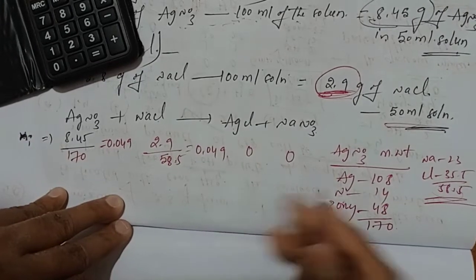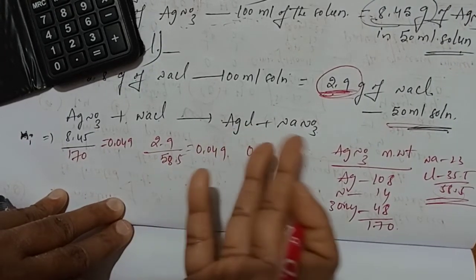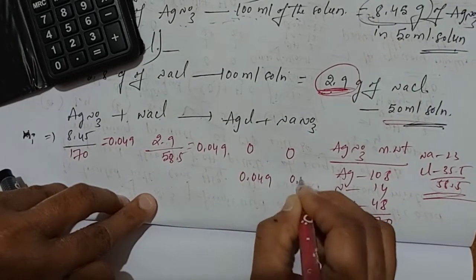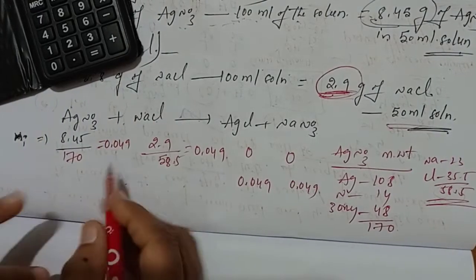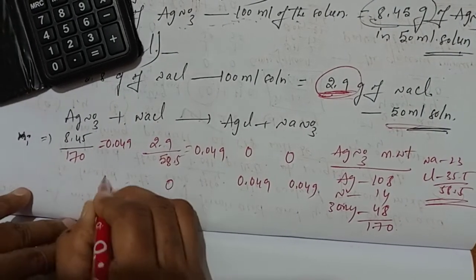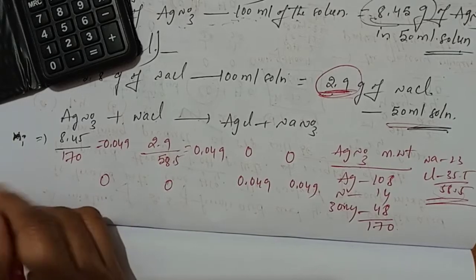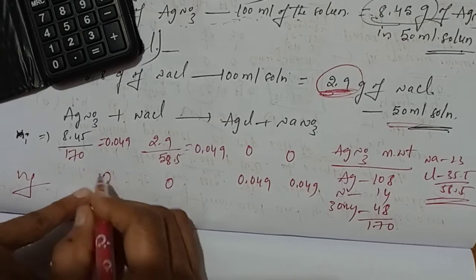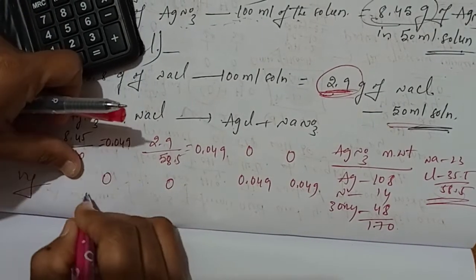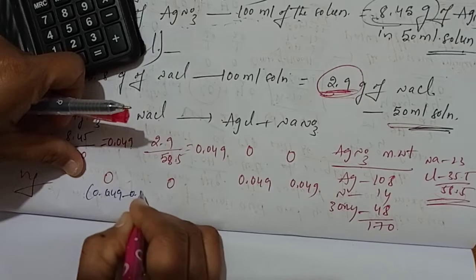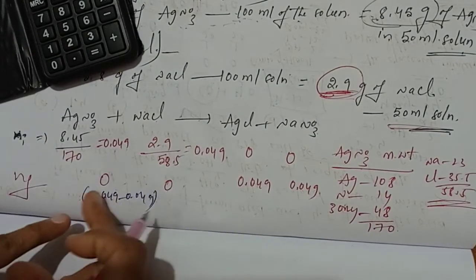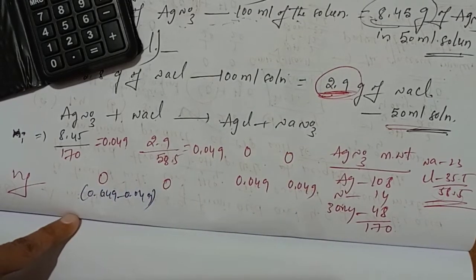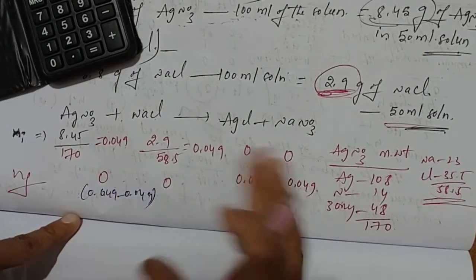What about the products' initial number of moles? 0, 0. Finally, the product's number of moles increases by 0.049, and the reactants' number of moles decreases to 0, 0. These are the final number of moles, Nf. 0.049 minus 0.049 is 0, so the final is 0. Clear? The initial and final number of moles are completed.